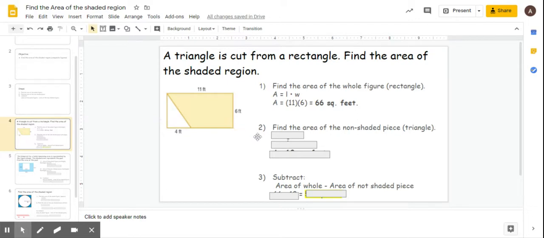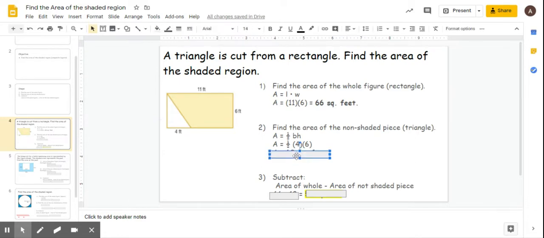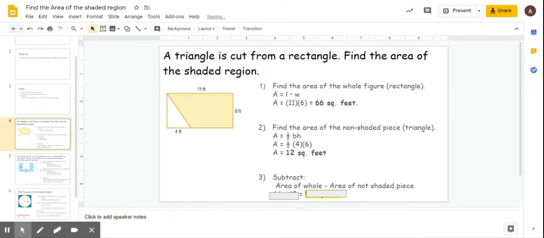And then you will find the area of the non-shaded piece. So the non-shaded piece is this triangle right here. So the base of the triangle is 4 and the height is, well, if this side is 6, then that means that this side is also 6. So you do 1/2 base times height. So 1/2 times 4 times 6. So half of 4 is 2 and 2 times 6 will get you 12.